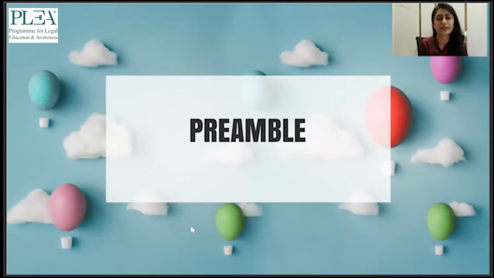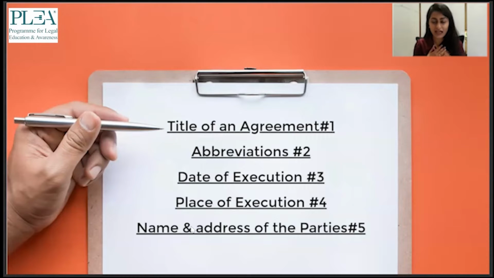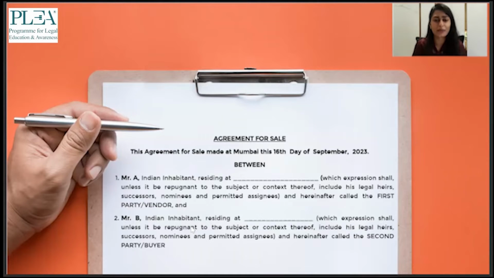Preamble is the title of the property. If my name is A, I have to be A. I can't put my name as AB. I have to be sure that even the first name, second name, and the surname are exactly how they are there in your Aadhaar card or PAN card. So your identification proof will play a very important role in the preamble. First, the title of the agreement, then the abbreviations are very important. Date of execution is the date on which you are registering the document and not when you have drafted the document. Place of execution, of course, is very important, and names and addresses of the parties. This is how a preamble should look.